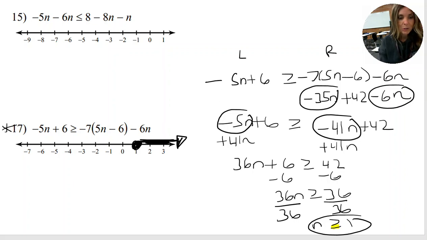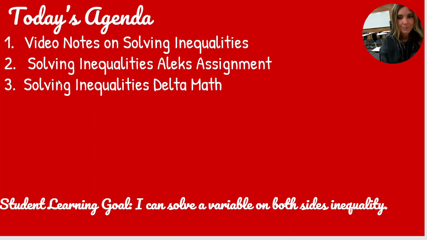I now need you to do the practice assignments that are listed in Canvas. Okay, so the first one is you're going to do the Solving Inequalities Alex assignment. The second one is you are going to do the Solving Inequalities Delta Math assignment. Okay, so when I get back on Thursday, you guys are going to be taking your test, okay? So make sure you have your solving equations test review done in Alex.